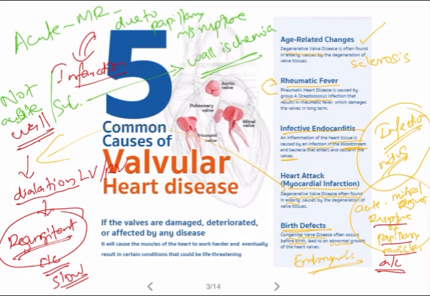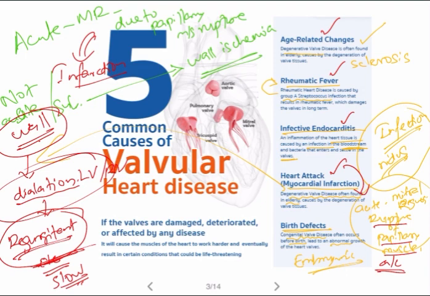To sum up, the important causes of valvular heart disease are age-related changes, rheumatic fever, infective endocarditis, heart attack or myocardial ischemia. I have given an important point here on how to differentiate the cause of MR. MR can be due to rupture of papillary muscle if it is acute following an MI, or it can be due to dilatation of the left ventricle following regurgitation of the bloodstream. That is a slow process, and there the ischemia is for the wall at first. Now the last one is birth defect. These are the main important points you should remember for the causes of valvular heart diseases.